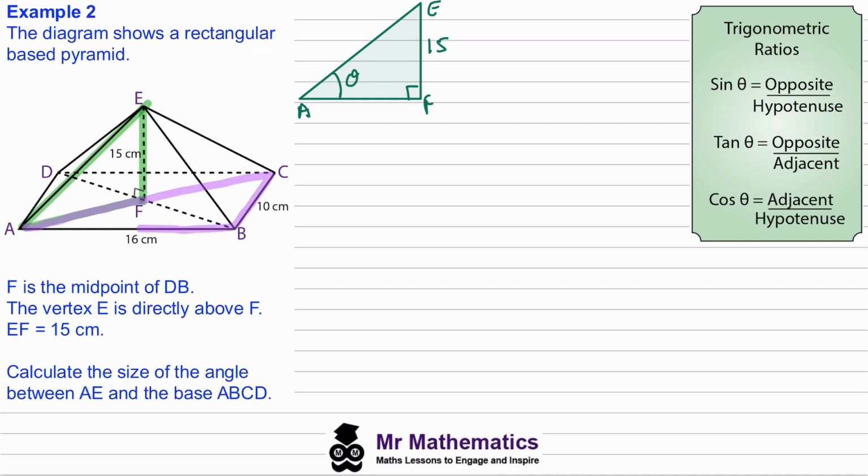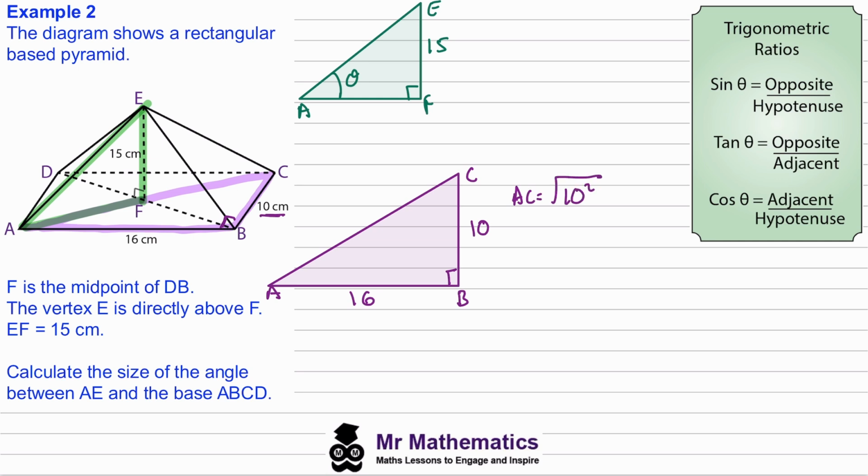And we can create this into a right angle triangle, where our right angle is at B. So we know B to C is 10 centimeters, and A to B is 16 centimeters. To work out A to C, we can use Pythagoras' Theorem. This will be the square root of 10 squared plus 16 squared, and this will give us approximately 18.9 centimeters.